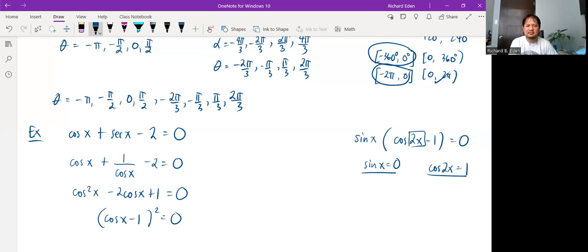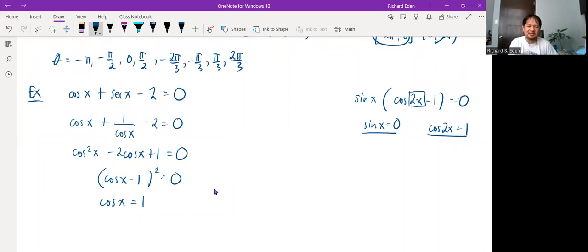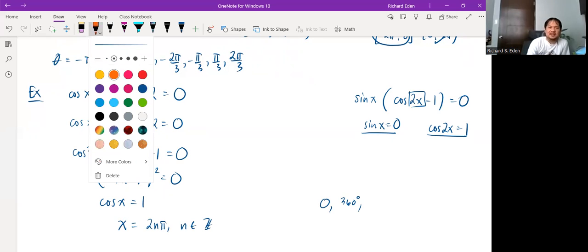So cosine x minus 1 squared equals 0. Therefore, we can isolate: cosine x must be 1. As a trigonometric equation, this has infinitely many solutions. What we need is a way to represent all of them. Think of the value: 0, 360, so it's multiples of 2 pi. So how would you write that down? The general solution: 2n pi for n an integer, 2n pi, n an element of Z. That's it.